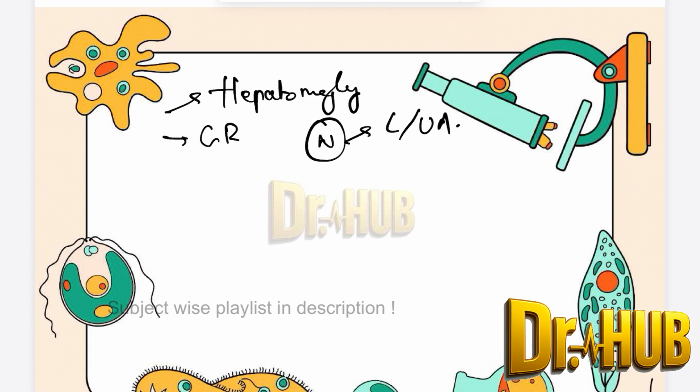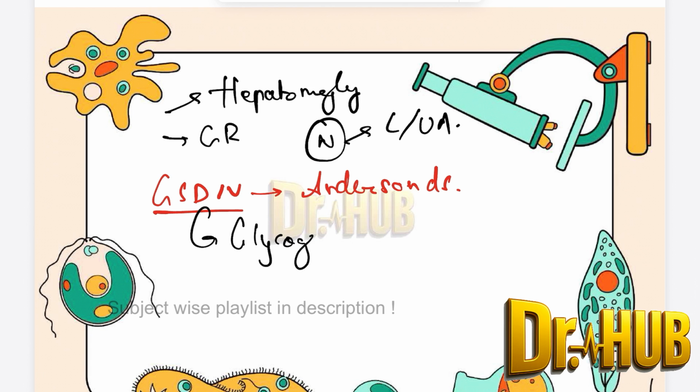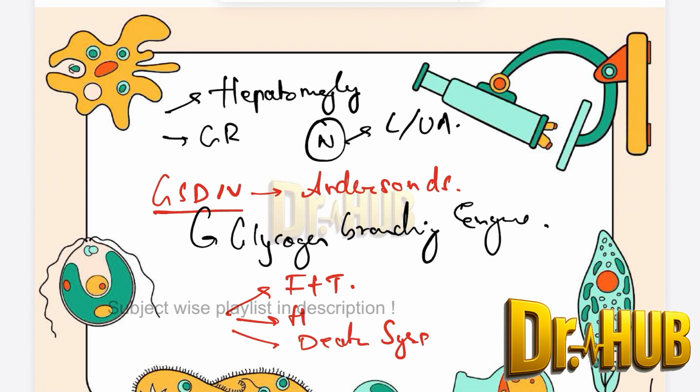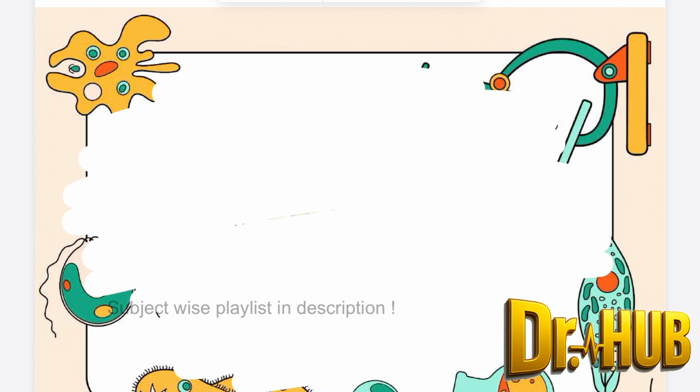Next we move on to GSD type 4, which is known as Andersen's disease, caused by the glycogen branching enzyme. The symptoms are failure to thrive (FTT) and hepatomegaly, and death can occur by 5 years. So this is Andersen's disease, GSD4.